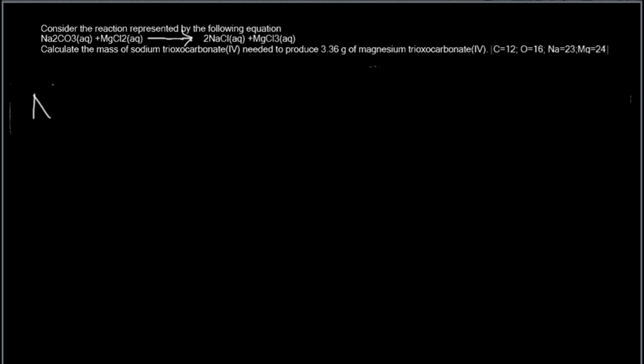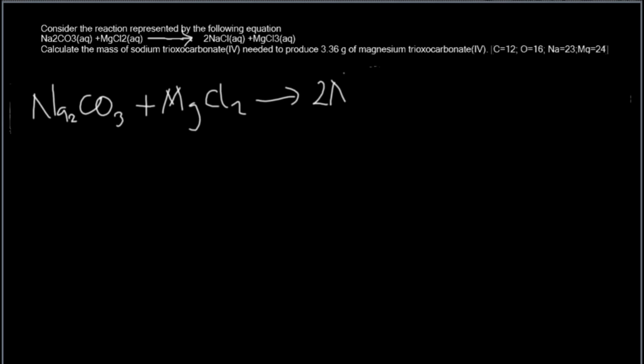So we have Na2CO3 plus MgCl2 going to form 2NaCl plus MgCO3. Okay, so this is the reaction. And the question gave us the mass for this, which is 3.36 grams. So it's asking for the mass of this.